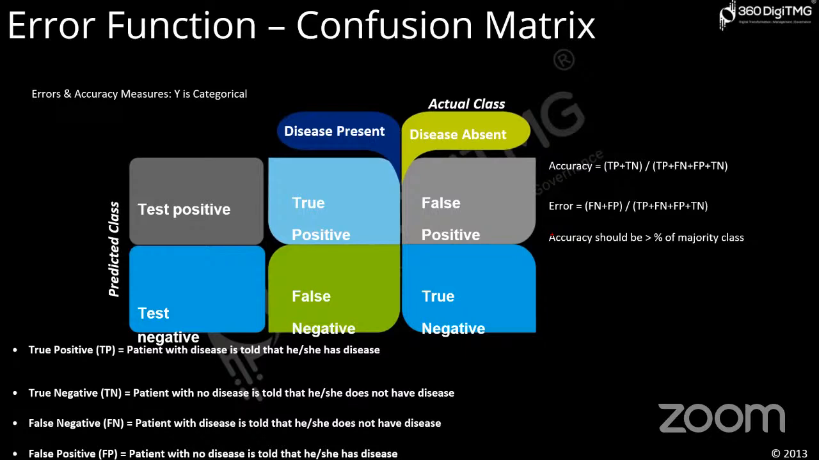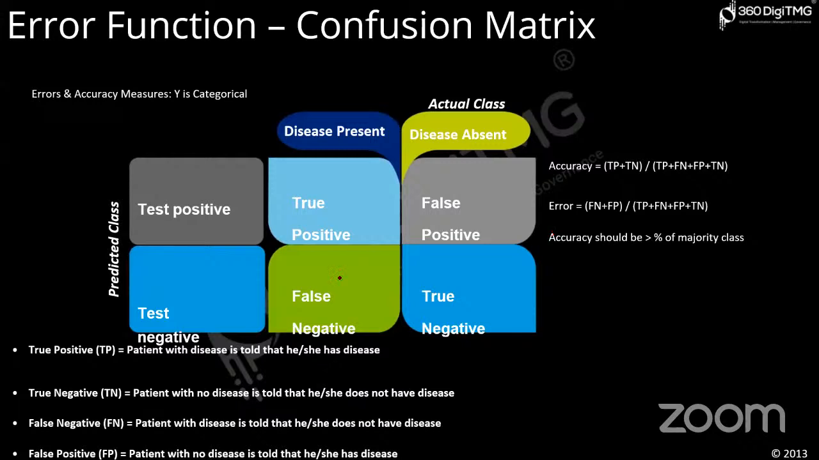How to calculate your accuracy? We have this formula: true positive plus true negative divided by true positive plus false negative plus false positive plus true negative. All these are the various formulas for calculating your accuracy and error. But again, very confusing, right? It is very confusing. That is why this is called a confusion matrix.